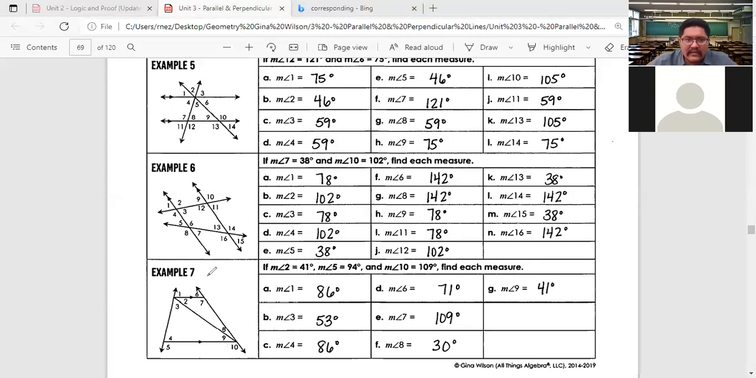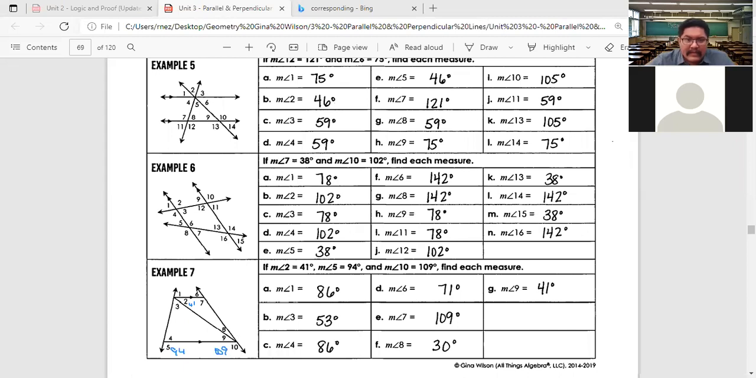And it's giving us a couple of givens. So angle 2 is 41 degrees. I have to write that really small. Angle 5 is 94. And angle 10 is 109. Not the best writing, but hopefully it works for what I need to get done. And then I'm just going to go ahead and start working these out as best I can.